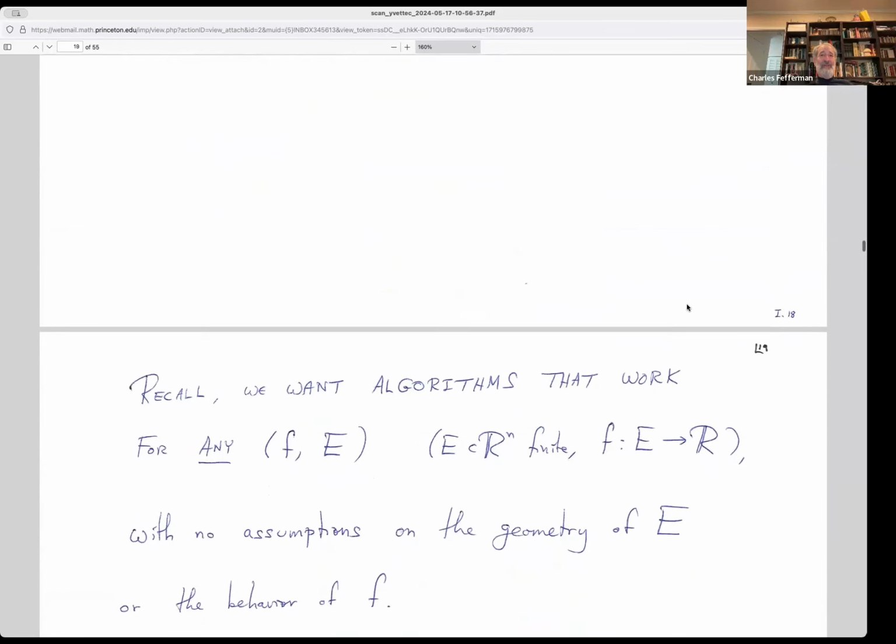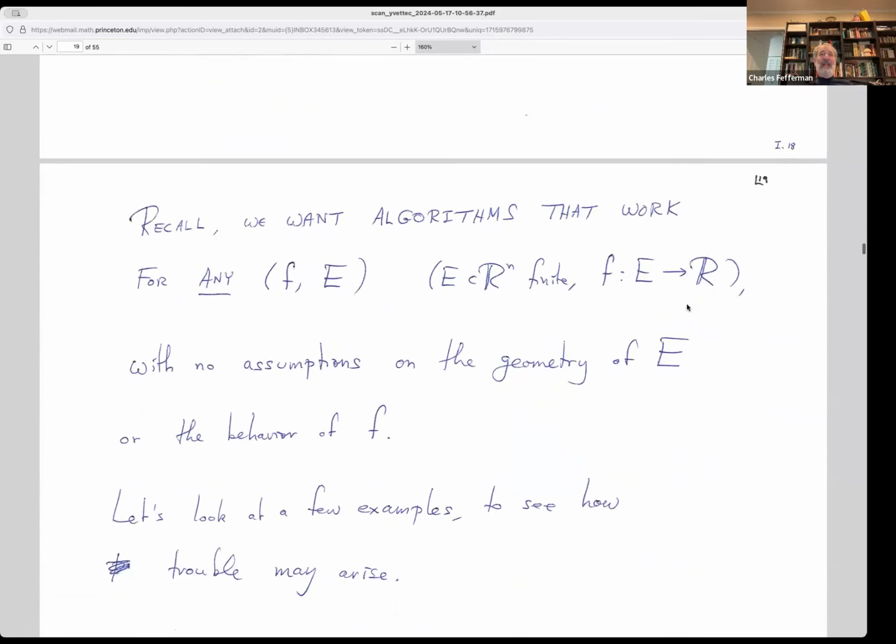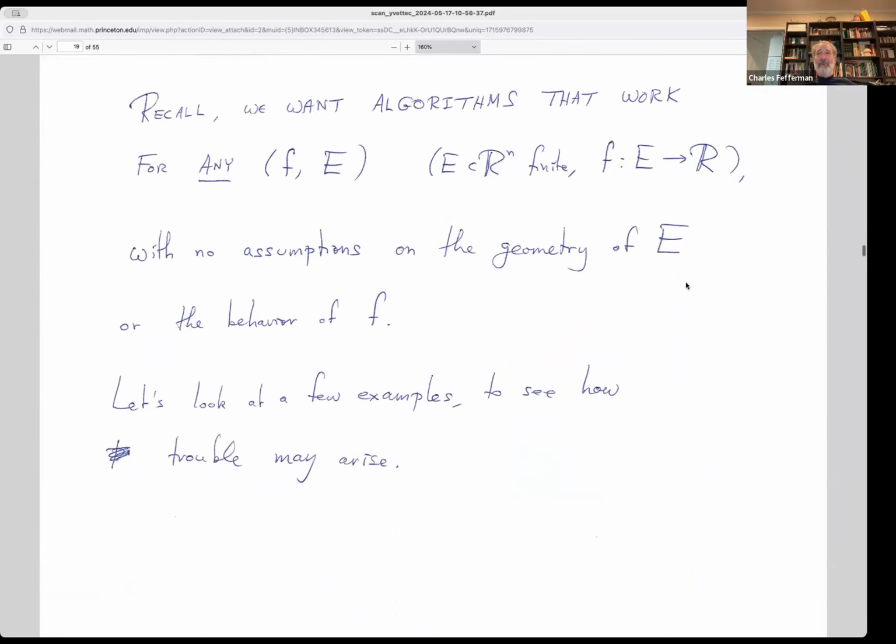Now I want to come back to the question of algorithms that work always. So given any finite set E and any function f on E, if we make no assumptions on the geometry of E or the behavior of f, we still want the algorithms to work. And so in the next few slides, I'd like to explain how trouble might arise.